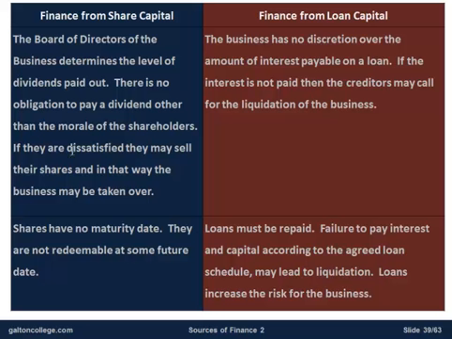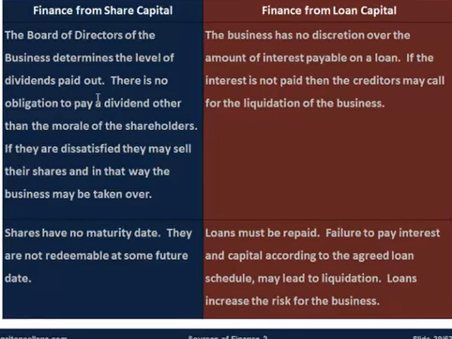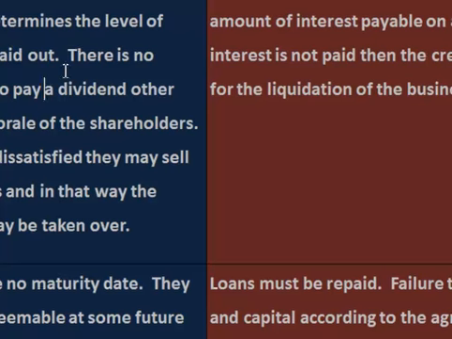Now, finance from share capital. Well, the board of directors of the business determines the level of the dividend paid out. That's what the board of directors does. There's no obligation to pay a dividend other than the morale of the shareholders. So the business doesn't have to pay a dividend. It may refuse to pay a dividend.